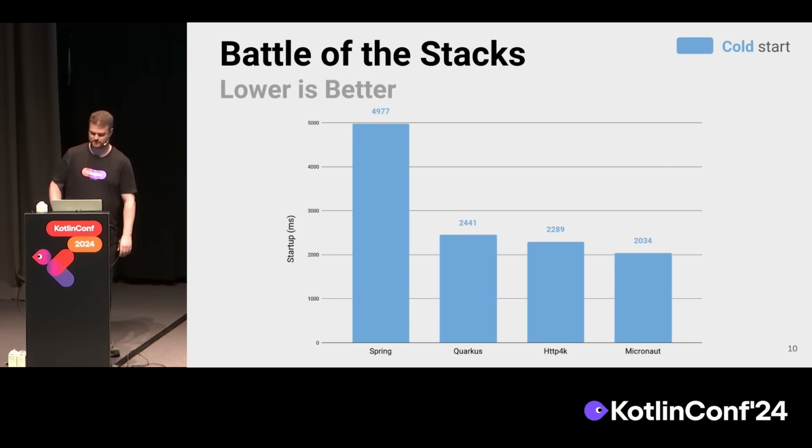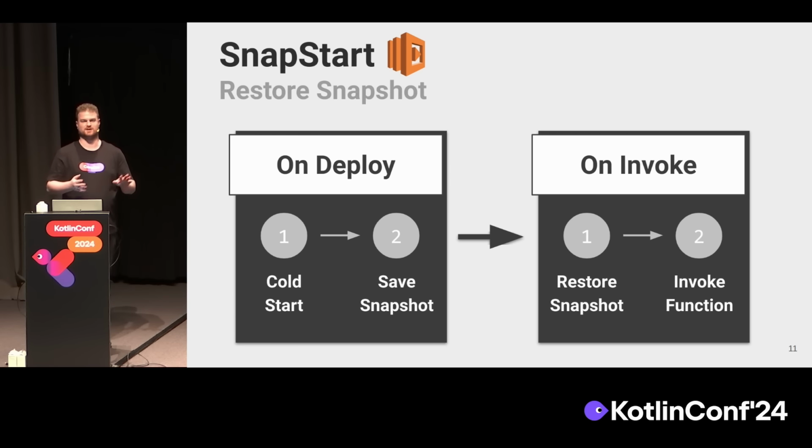We need something else. So getting back to AWS Lambda here, they have another solution beyond provisioned concurrency. It's called SnapStart. And the way that it works is, when you deploy your application, it runs a cold start just once. Saves a snapshot of that in memory. And then, when you invoke your function, if it needs to start up a new container, rather than doing the cold start all over again, it's going to restore that snapshot. It's ready to go. And this is going to be a lot faster.